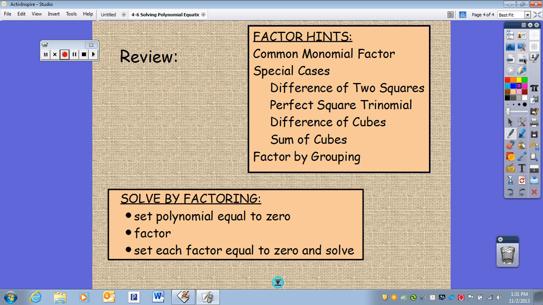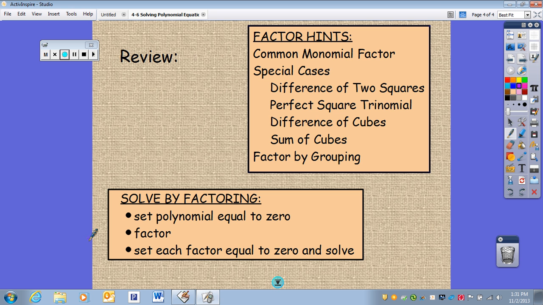So remember your rules for factoring. Make sure you take out your common monomial factor. Check if you have any special cases, which would be the difference of squares or perfect square trinomial. Also remembering our patterns for difference of cubes and sum of cubes. And then remember our factoring by grouping.